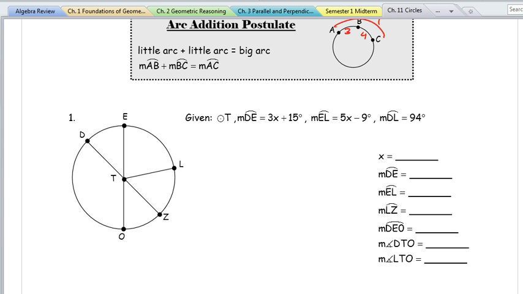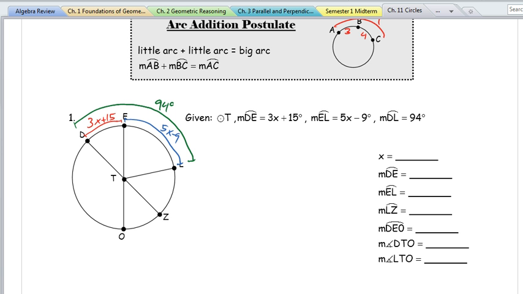Measure DE is 3x plus 15. The measure of EL from here to here is 5x minus 9. And the measure of DL, so the whole thing, is 94 degrees. Okay, first step on these problems is going to be finding x.